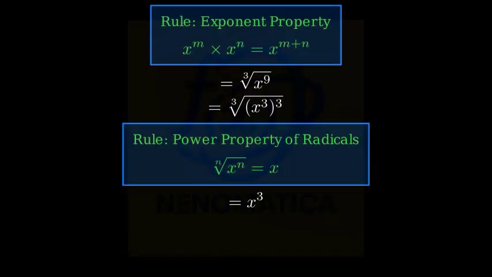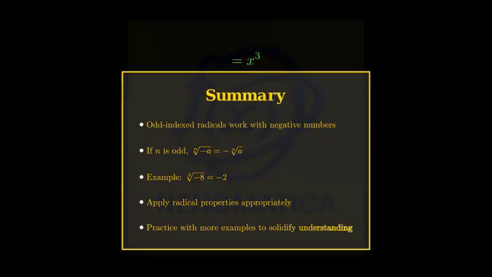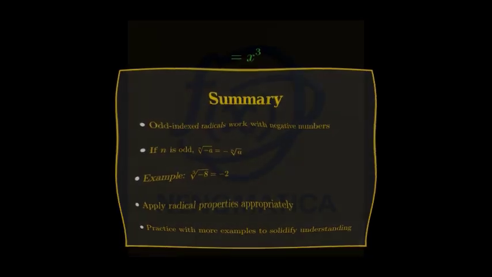Let's summarize what we've learned today about odd-indexed radicals. For odd indices, like cube roots, both positive and negative numbers can have real roots. The cube root of a negative number equals the negative of the cube root of the positive number. We've solved examples with numerical values and variables, applying important radical properties, including the product and power properties.